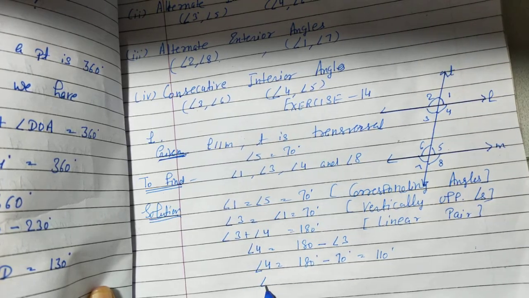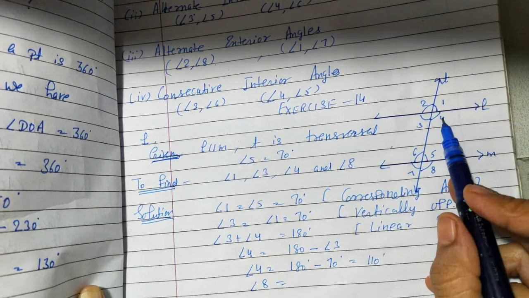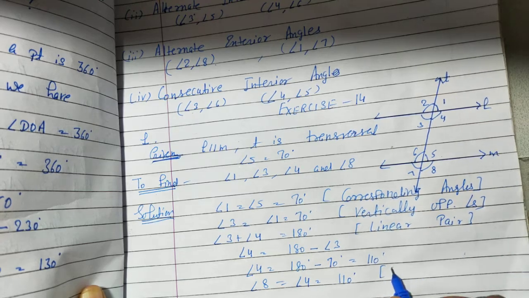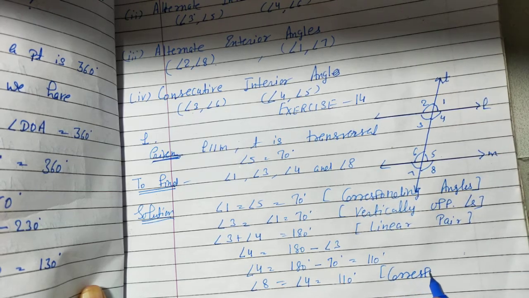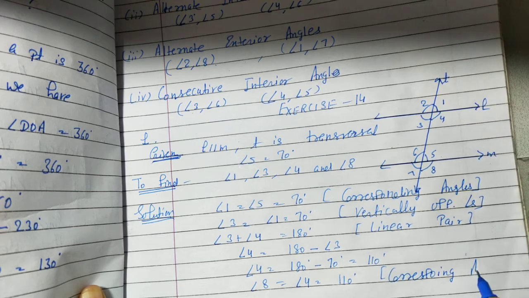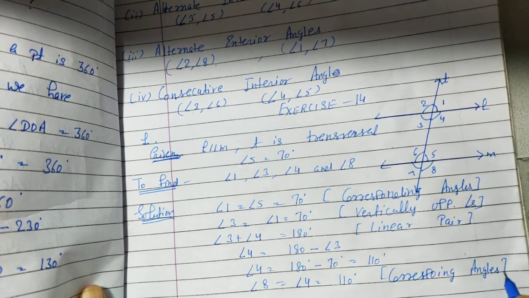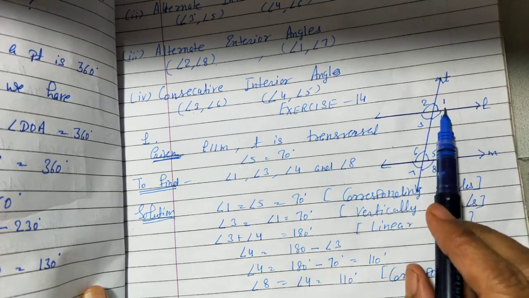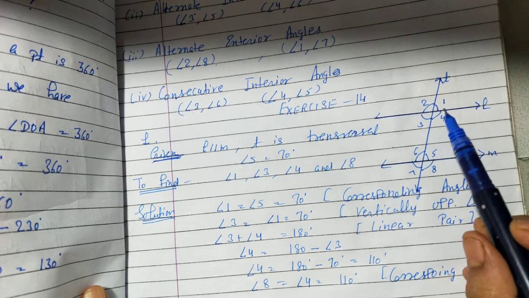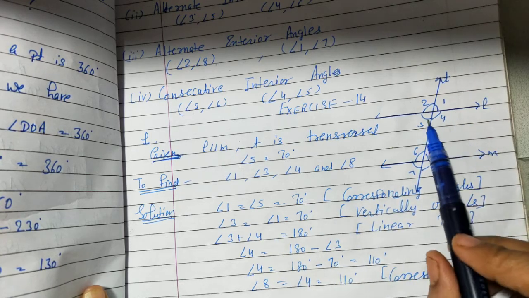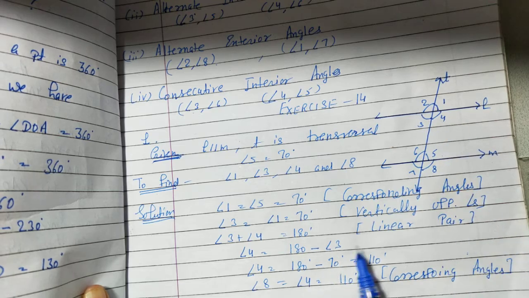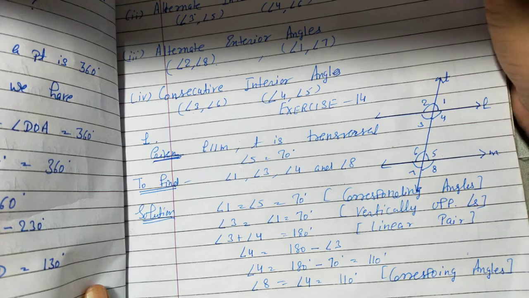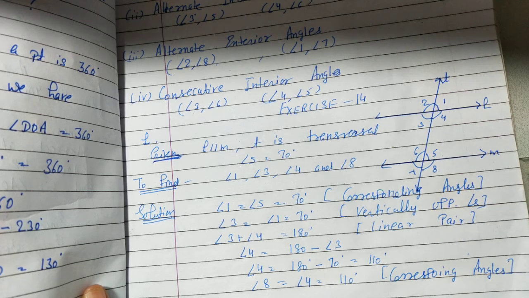Now the last one is angle 8. Angle 8 is equal to angle 4, again corresponding angles. Class, the question in this exercise you can find by 2 or 3 methods. Angle 1 is equal to 5, corresponding angles, then 3 is equal to 1, vertically opposite angles, 3 plus 4 is 180. From here we have found angle 4, then the last one is angle 8 is equal to angle 4, again corresponding angles. This is our question number 1.